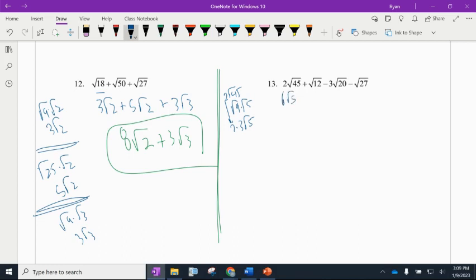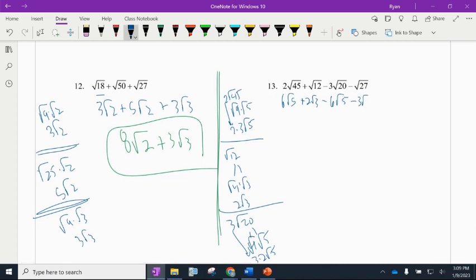So the first one's going to be 6 square root of 5. We have plus 2 root 3. Minus 6 root 5. Again, I've seen this square root of 27 a few times. I know that's going to be 3 root 3. So if we combine all these together, 6 root 5 minus 6 root 5 gone. They cancel each other out. 2 root 3 minus 3 root 3 is negative 1 square root of 3. And there is our solution to the last one.